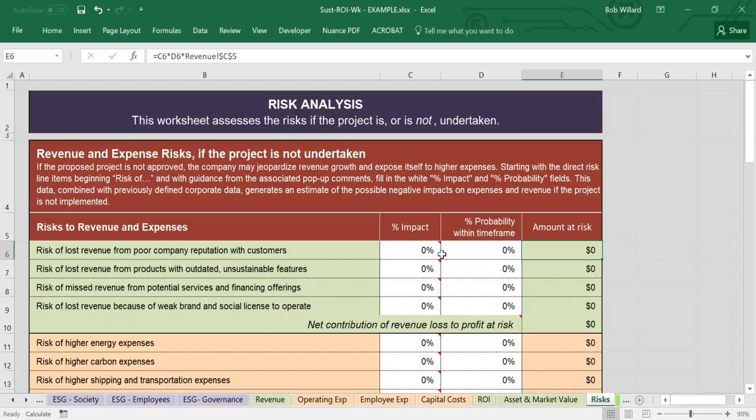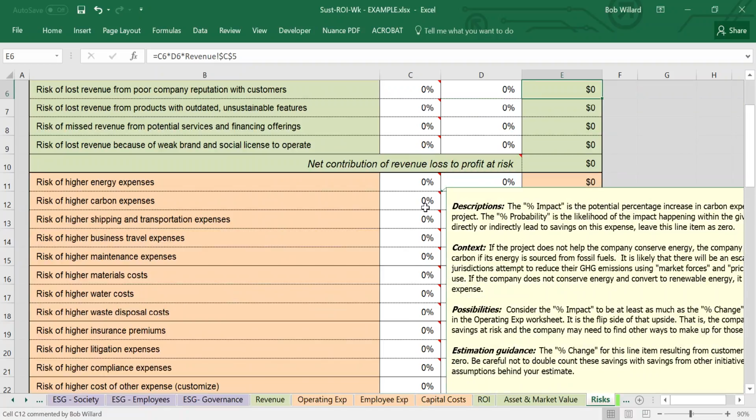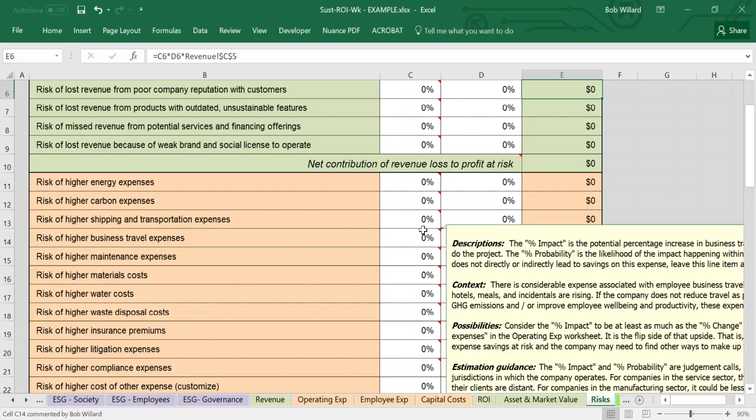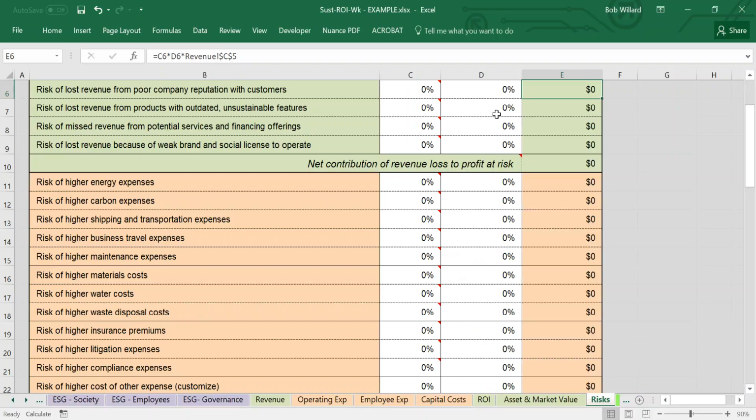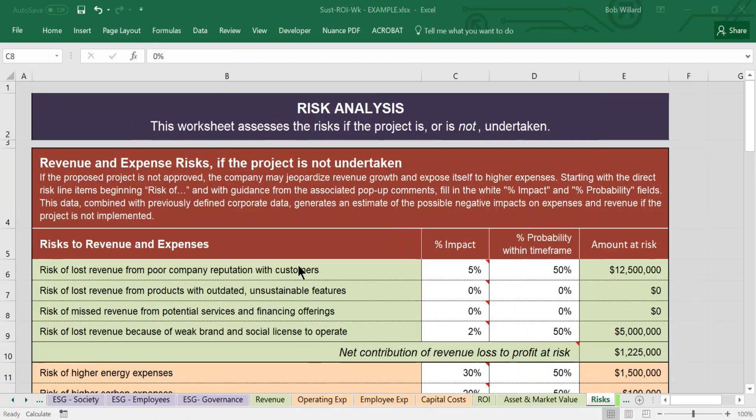There's lots of guidance. There's a ton of information in the comments associated with all of these cells. So you can use that guidance and hopefully guidance from people in your company that are associated with those particular line items. And you can also come up with the percent probability of that happening within the time frame of the project. And by the time you're finished, this sheet might look something like this. As you might expect, the line items in the revenue area that might be impacted negatively if the project were not undertaken are the same two that were impacted positively when the project is undertaken. So percent impact, percent probability, using 50% here is just sort of a mid-range.